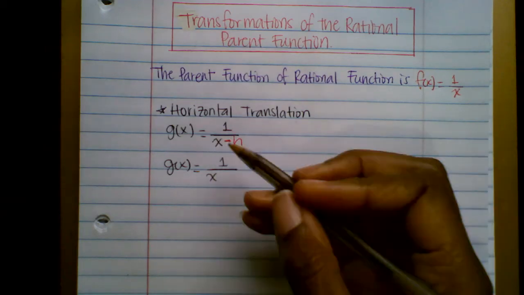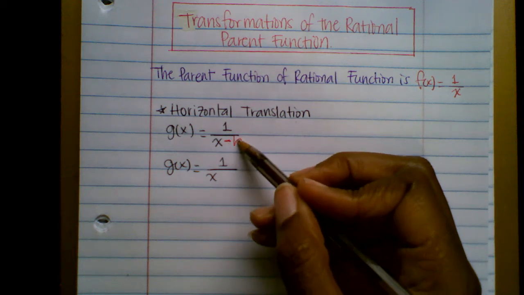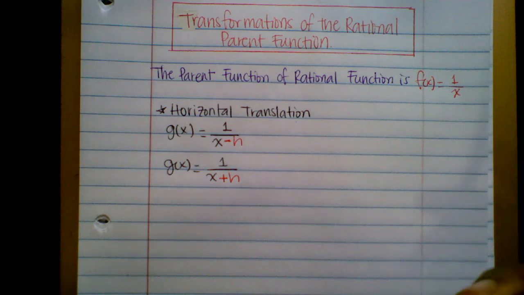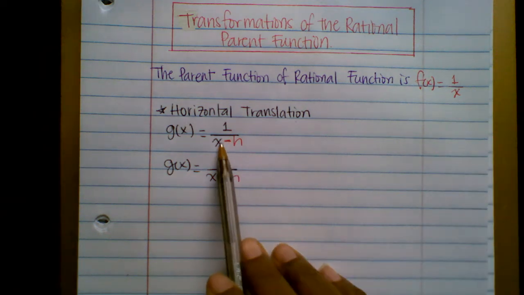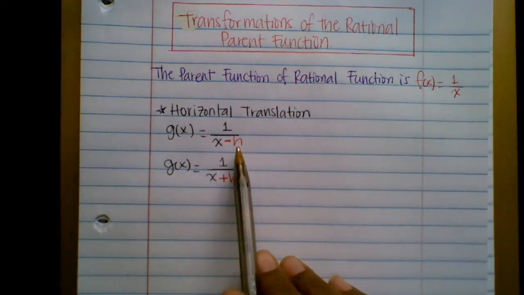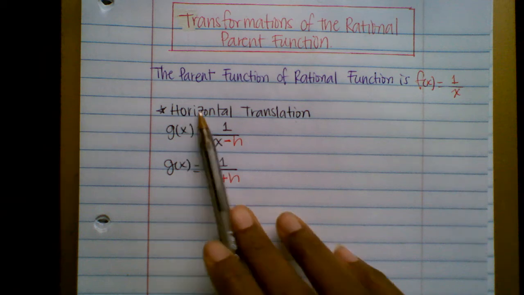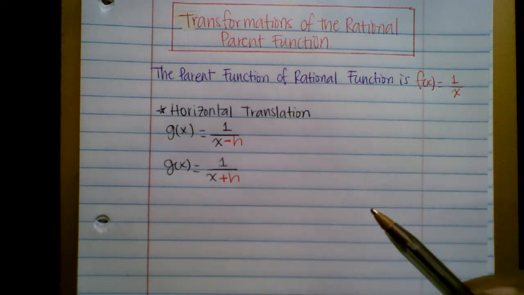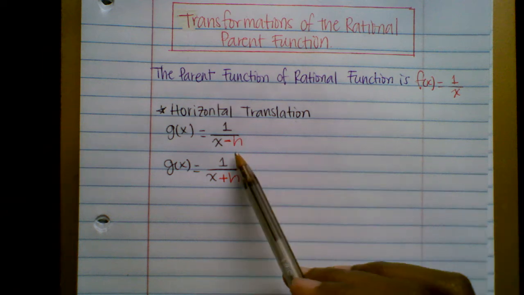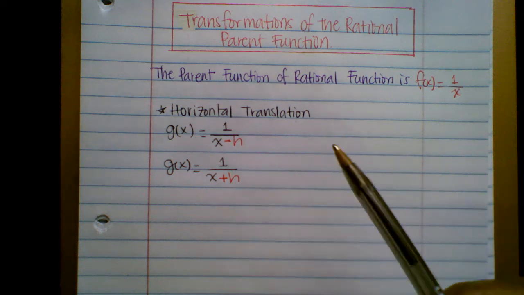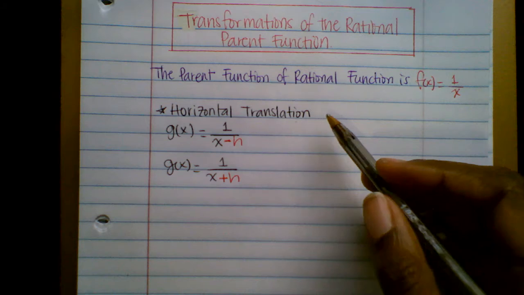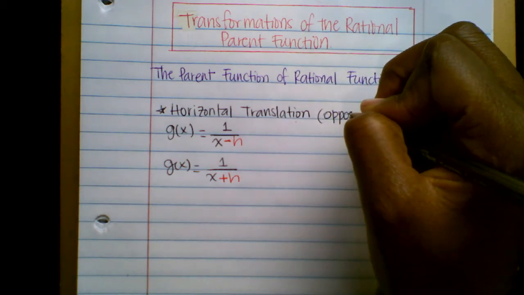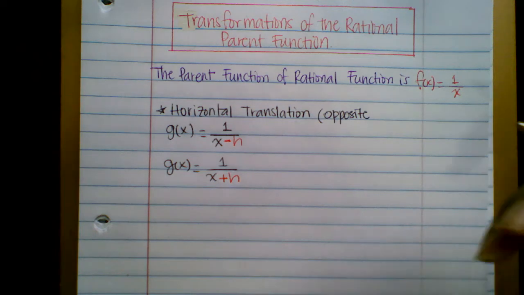In this case, you have a minus h here. The next one is going to be a plus h. When you have a number being subtracted or added from the x, we know that you have a horizontal translation. Now we have to identify if the parent function has moved to the left or to the right. What I would like you to remember is that for horizontal translation, the direction is always going to be the opposite of what you see.